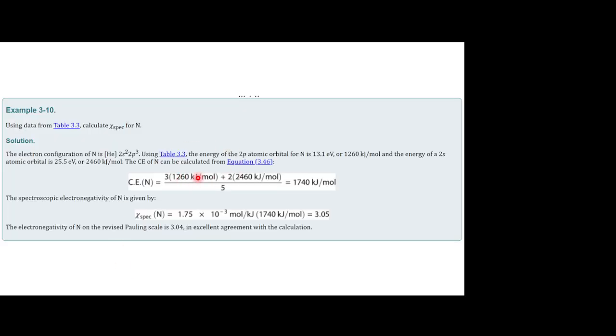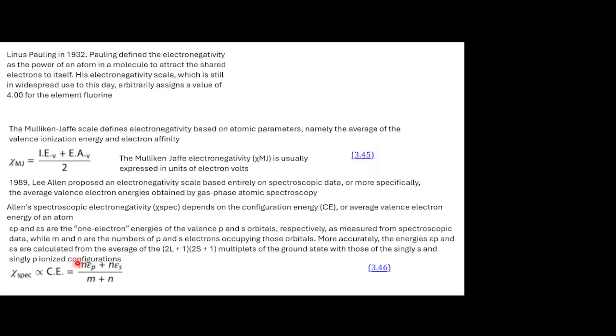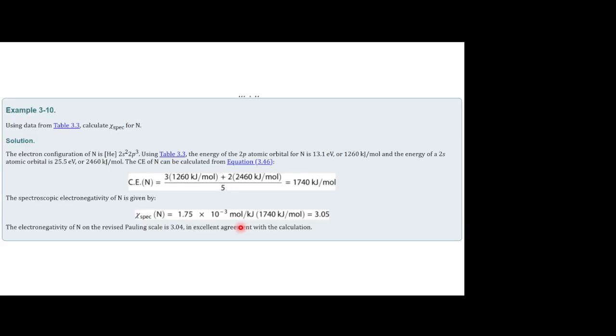And what we can do here is take these numbers that we got from our table and plug them in. These values right here are the M values. When we look at these M values, M and N are the number of p and s electrons occupying those orbitals. So how many p and s electrons do we have in those orbitals? Yeah, 2 in the s, and 3 in the p.